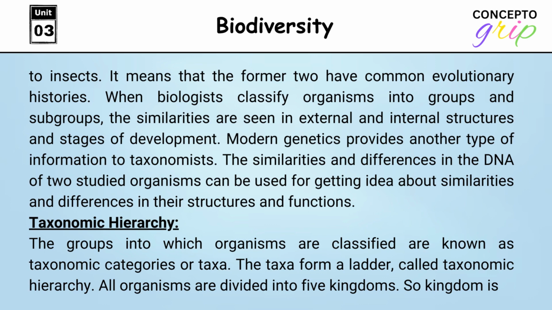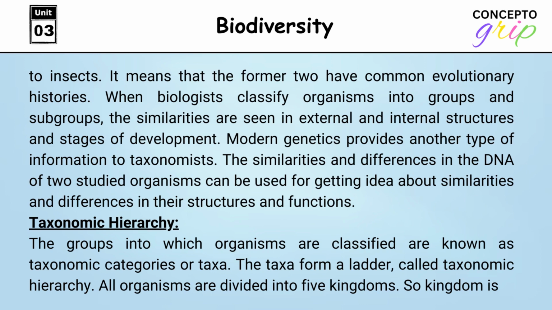When biologists classify organisms into groups and subgroups, the similarities are seen in external and internal structures and stages of development. Modern genetics provides another type of information to taxonomists. The similarities and differences in the DNA of two studied organisms can be used for getting an idea about similarities and differences in their structures and functions.